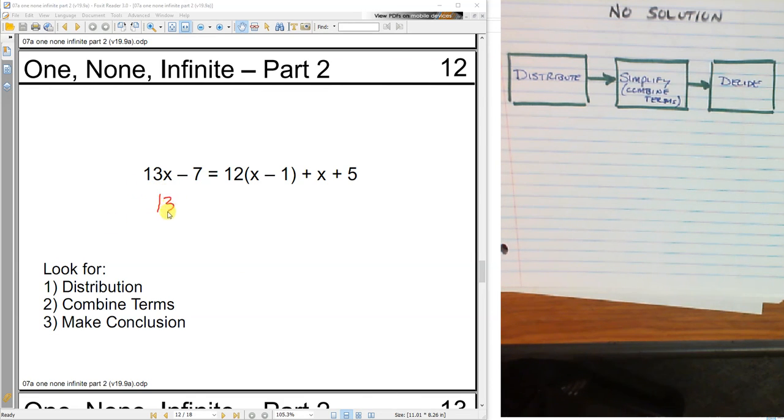All right, so 13x minus 7, nothing to do there. A little distribution, 12x minus 12 plus x plus 5. Combining terms, 13x minus 7, nothing to do there, equals 12x plus x is 13x. Negative 12 plus 5 is a negative 7. Infinite solutions. Distribute, combine terms, make a conclusion.